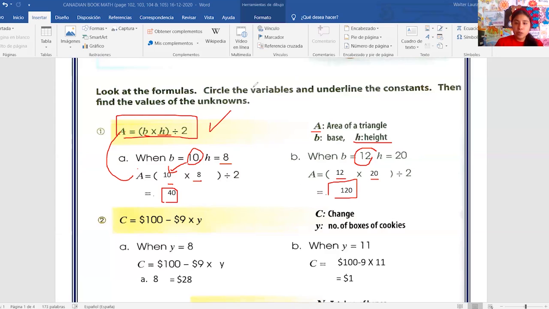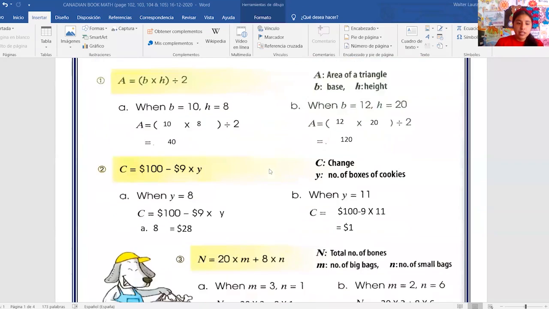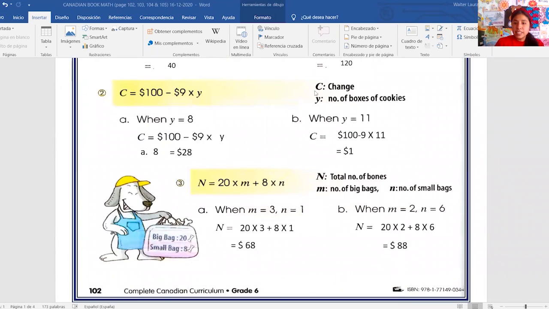Now, let's see the second formula. Letter C represents the change, and Y represents the number of boxes of cookies. The formula is C equals $100 minus $9 times Y. Which is the variable here? Y is our variable, and we have letter C. The constants are $100 and $9.